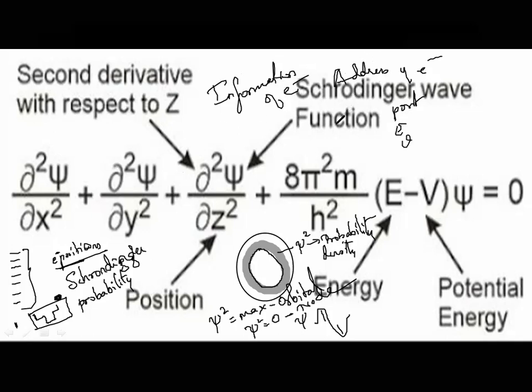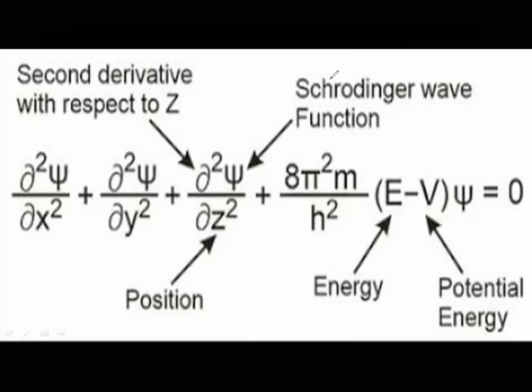So they did not try to give the exact position. They said that in an atom there is a three-dimensional space, not two-dimensional, where the probability of finding the electron is maximum, and that is denoted by psi square, which is probability density. If psi square is maximum, the probability of finding the electron is maximum there, and that is called an orbital. And there is some region in space where the probability of finding the electron is absolutely 0. That means psi square is 0, and that region is called nodes. So the probability of finding an electron at any point around the nucleus can be determined with the help of Schrodinger's wave equation.